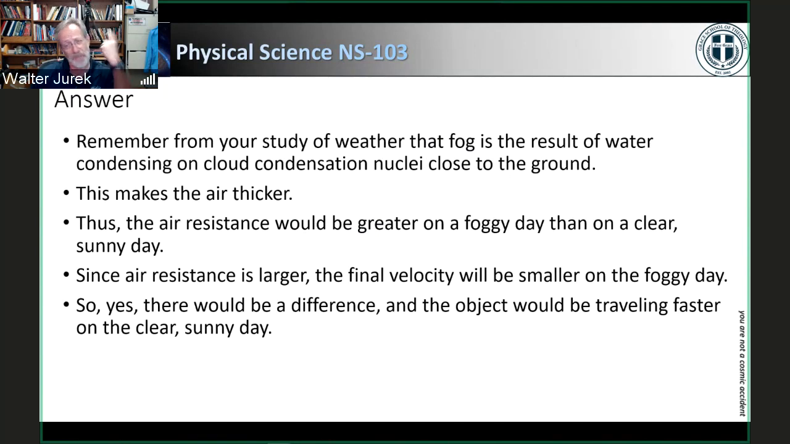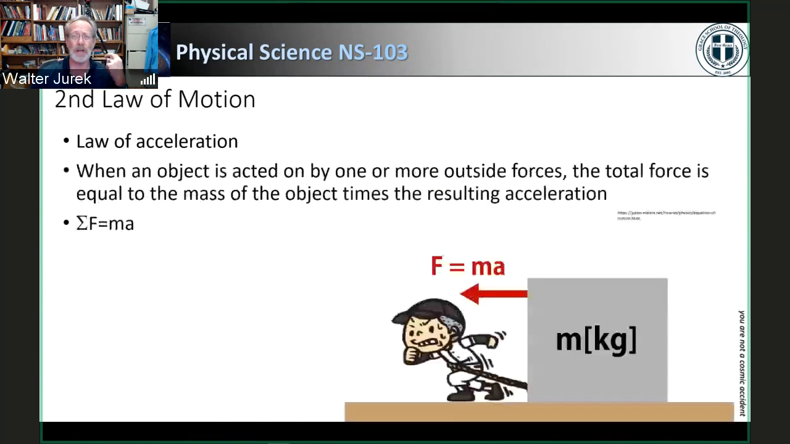All right, so that's the first law of motion. Let's shift gears. Let's talk about the second law of motion. This is known as the law of acceleration. And in words, when an object is acted on by one or more outside forces, the total force is equal to the mass times the acceleration. In equation form, last bullet on the screen.